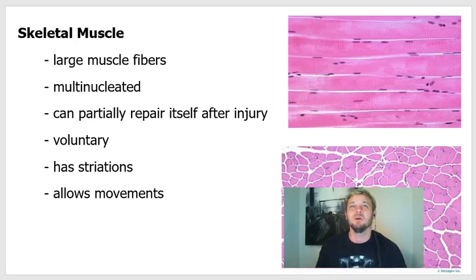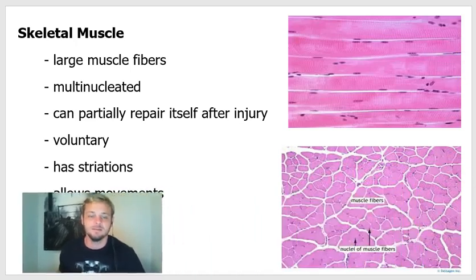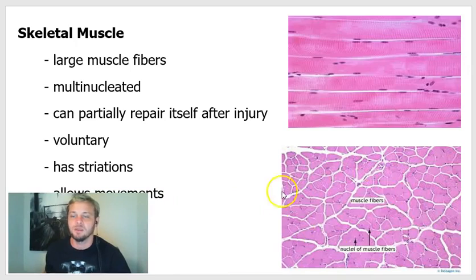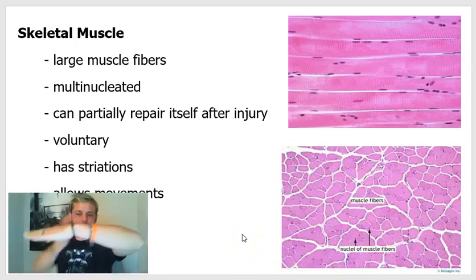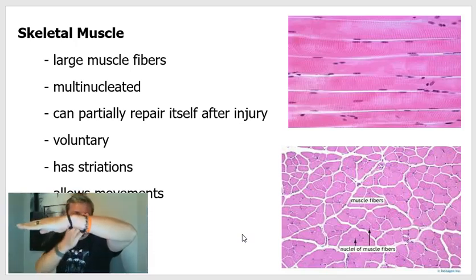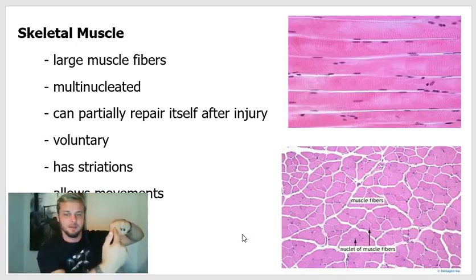Skeletal muscle can repair itself. It's not great at it, but it's possible. So if you have a muscle tear, it can fix itself. So this is your skeletal muscle in a longitudinal section. This is your skeletal muscle in a cross section. So you're taking those fibers that are running like this, and we're chopping them here and looking at them head on.